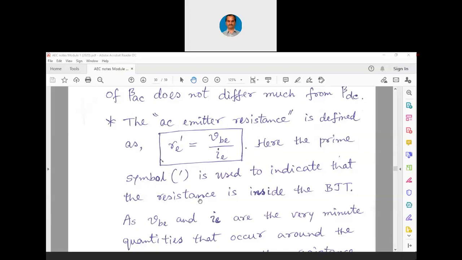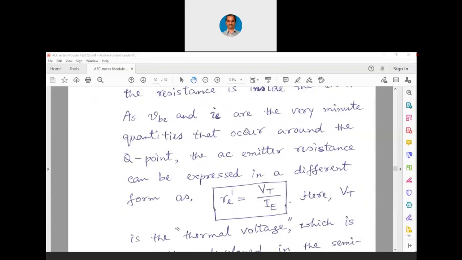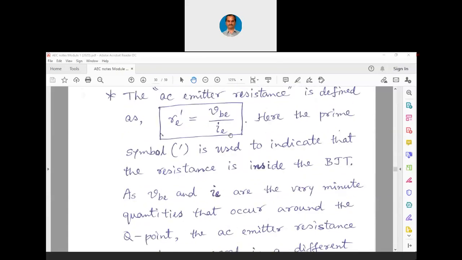Later on when we work out exercises, we are simply going to write small re itself because we know that it is AC resistance. So here the prime symbol is used to indicate that the resistance is inside the BJT. As vbe and ie are very minute quantities that occur around the Q point, the AC emitter resistance can be expressed in a different form as re dash equals VT by IE. Now please understand this. We define this emitter resistance as vbe by ie. But around the Q point, it is not 0.7 volts. This is not a capital VBE.